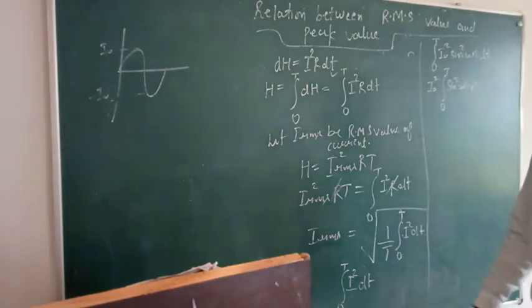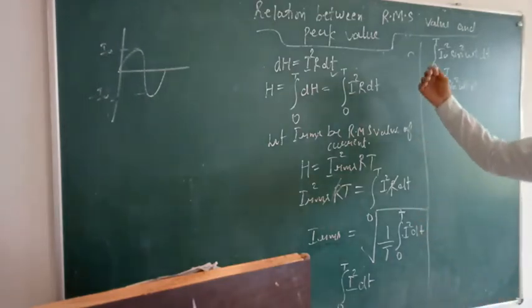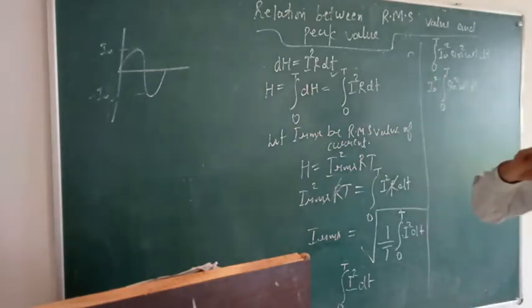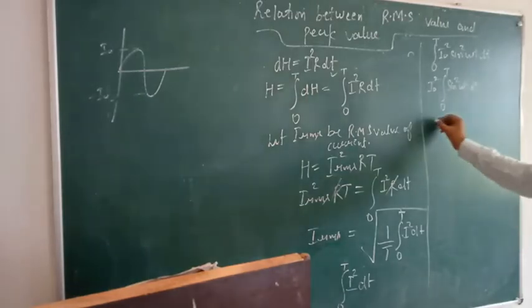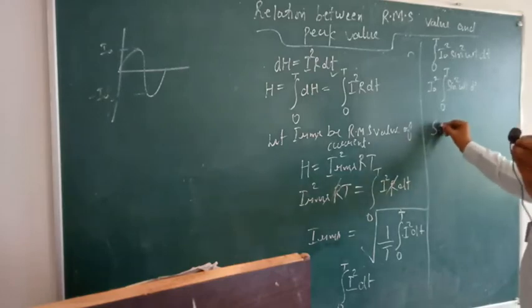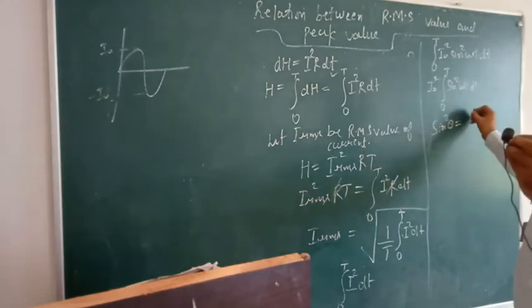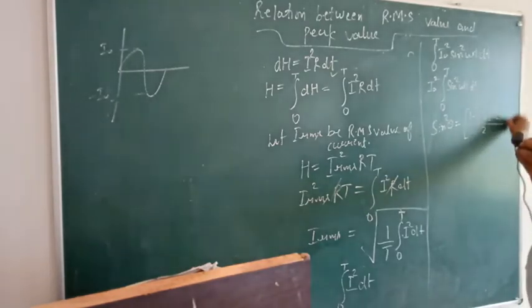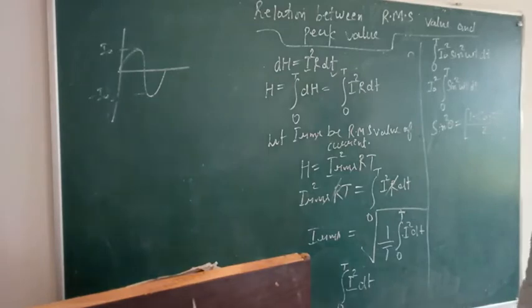Now those who are maths students, they are already familiar with this: integration 0 to any limit, definite integral, sine square theta. But those who are bio 1, they should remember one formula which I am going to explain you. Integration sine square theta, suppose we have to do, then we will do this. Sine square theta, we will write it as 1 minus cos 2 theta divided by 2. This is the formula. Sine square theta is equal to 1 minus cos 2 theta upon 2.